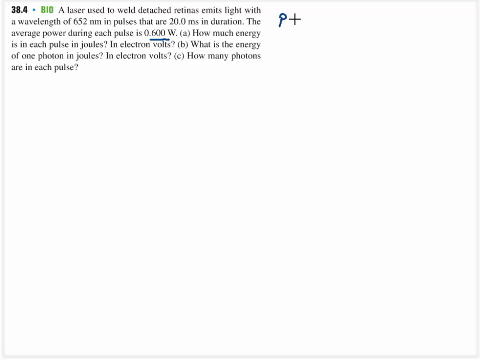So we know that the power is going to be equal to the energy divided by time, right? Joule per second is a watt. And so for part A, the energy is going to be equal to the power multiplied by the time, or 0.6 watts multiplied by 20 milliseconds, 20 times 10 to the minus 3. And so the energy is going to be equal to 1.2 times 10 to the minus 2 joules.